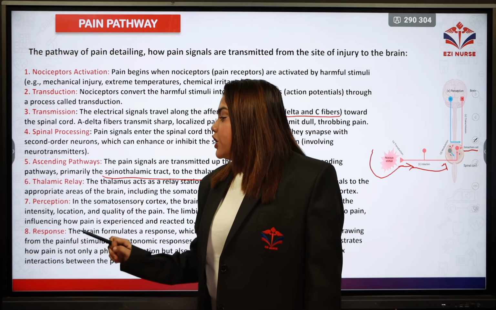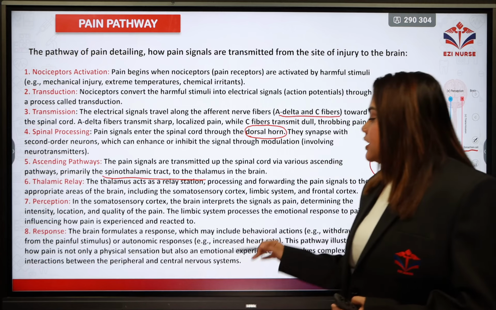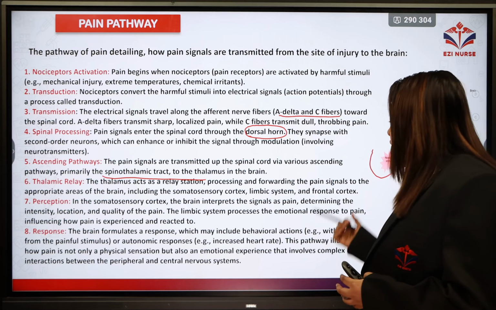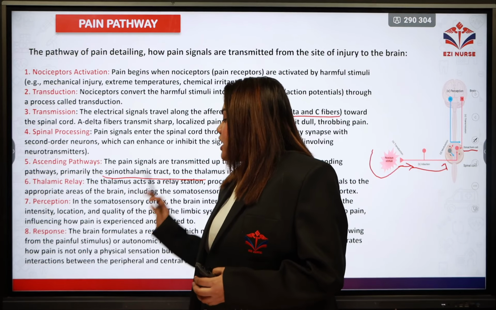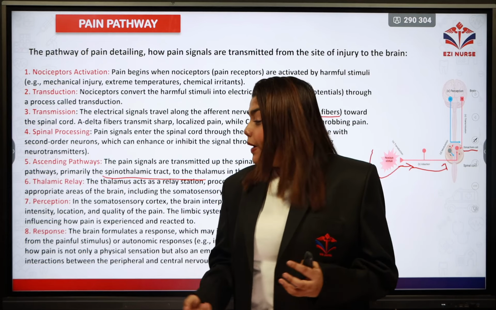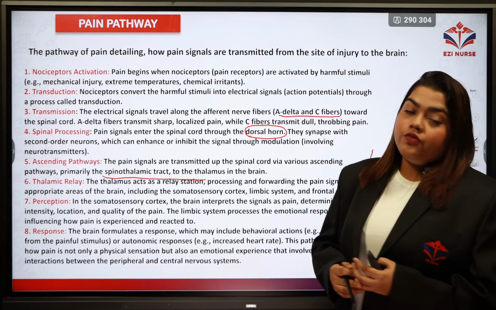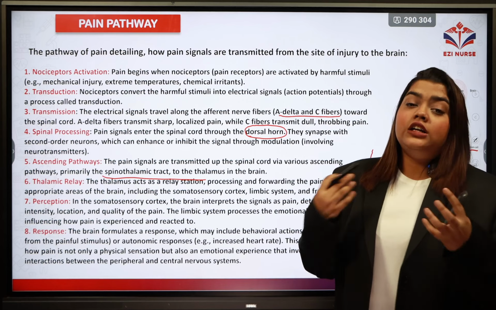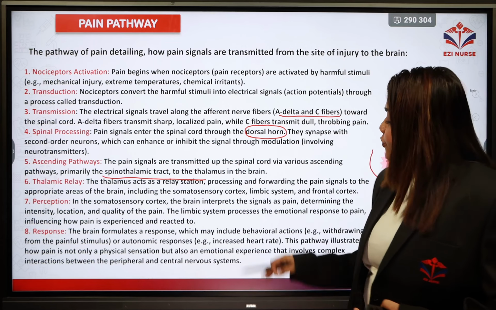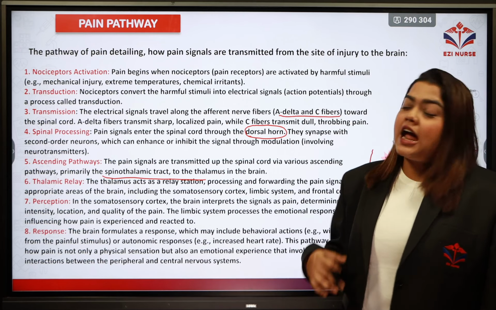Then the perception of the pain will occur, in the somatosensory cortex. The brain will interpret the signals as pain, determining the intensity, location and quality of the pain. How much pain is there, whether it is very intense or deep, where it is placed or where it is actually paining, and the quality of the pain, whether it is sharp or dull. Like that, these things will be recognized. Then the limbic system will process the emotional response to the pain, influencing how pain is experienced and reacted to.